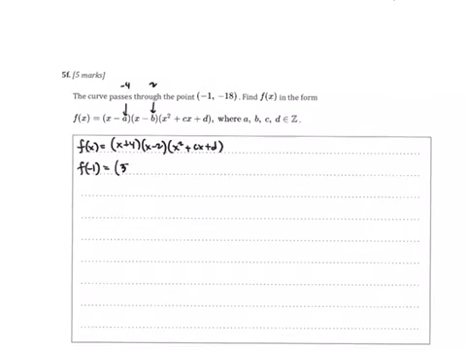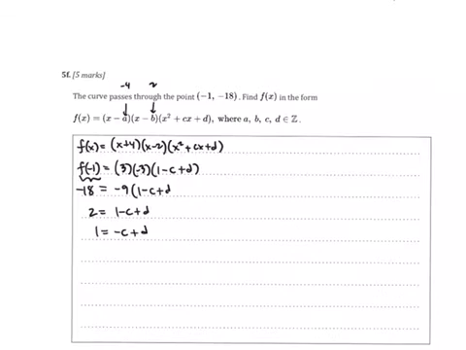So this will be a 3, this will be a negative 3, negative 1 squared will be 1 minus C plus D. And I know that f of negative 1 equals negative 18. So it would be negative 9 times 1 minus C plus D. So it looks like 2 equals 1 minus C plus D. Therefore, 1 equals negative C plus D.